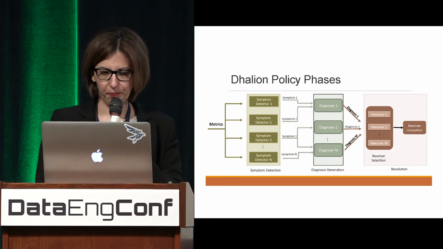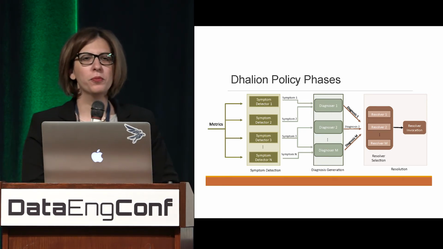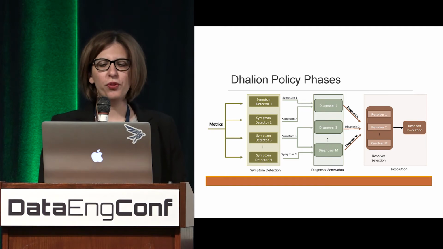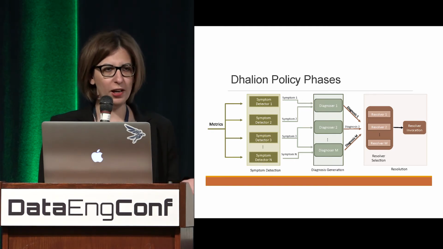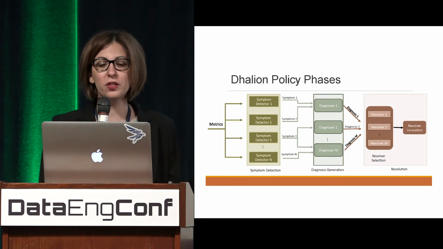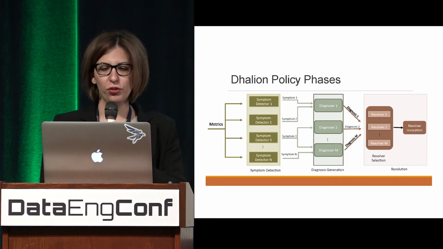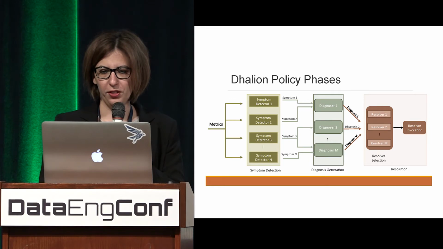In the next phase, after collecting all the symptoms, Dhalion performs diagnosis generation. It collects all the symptoms and tries to identify what is the cause of the symptom. For example, if we see back pressure, a cause could be that we haven't tuned the parallelism correctly, so we need to scale up resources. Or another reason could be that some instance is slow and cannot process the load fast, so it causes back pressure. Or there is data skew and some instance is overloaded.